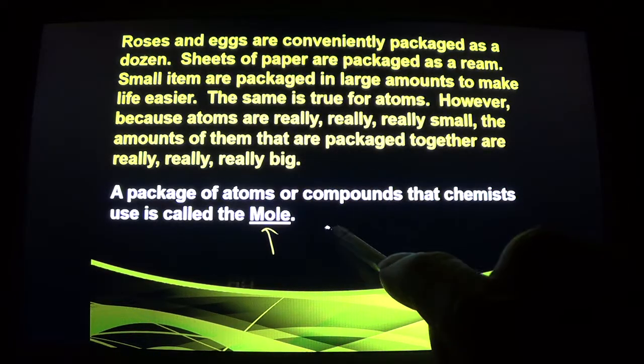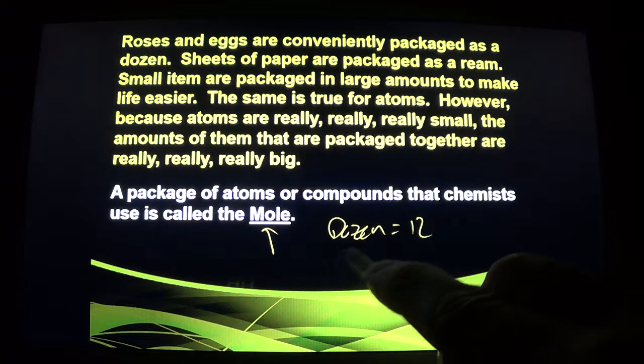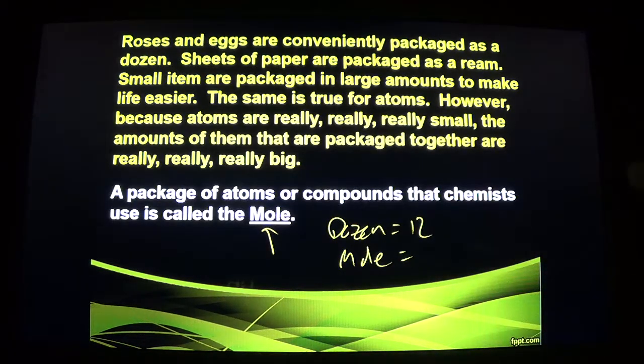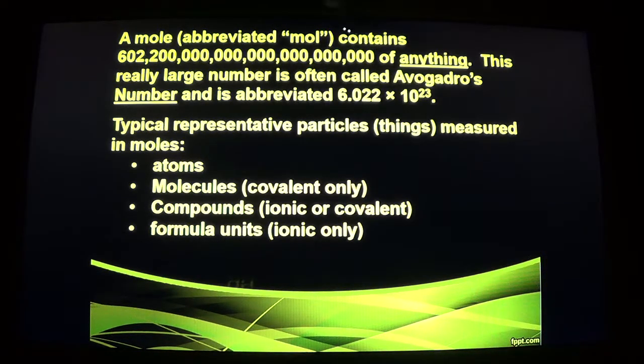And so like a dozen, if I say dozen, you're like, oh, that equals 12 of something. Well, if I say mole, I want you to think, oh, that equals this of something. Okay, this is the number that it equals: 602 sextillion, 200 quintillion of anything. Okay, so I could have certainly a mole of roses, although with this number as big as it is, I doubt there's ever been enough roses in bloom in the existence of the earth for there to even be a mole of roses.